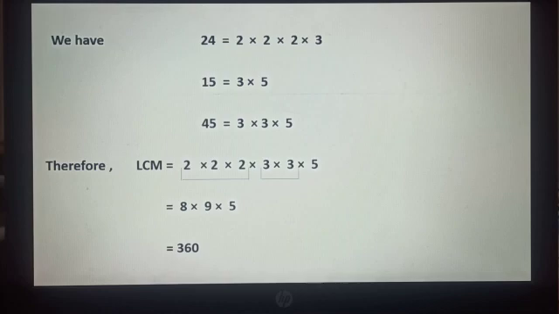Therefore, LCM is equal to 2 multiplied by 2 multiplied by 2 multiplied by 3 multiplied by 3 multiplied by 5. This is equal to 8 multiplied by 9 multiplied by 5 is equal to 360. So 360 is the LCM of the given numbers 24, 15 and 45.